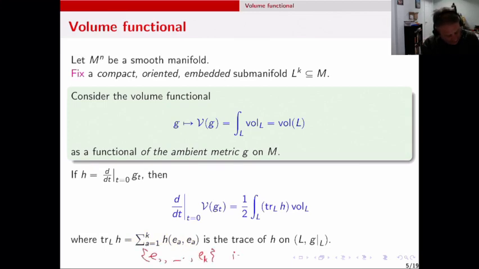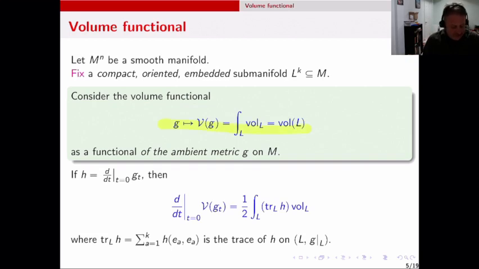EK is an orthonormal frame for L. Okay, that's the trace. So that's just the first variation formula. And of course, whenever you have some functional and you can compute its first variation, it's natural to say, well, what are the critical points, right? Which metrics upstairs will be critical for this functional?